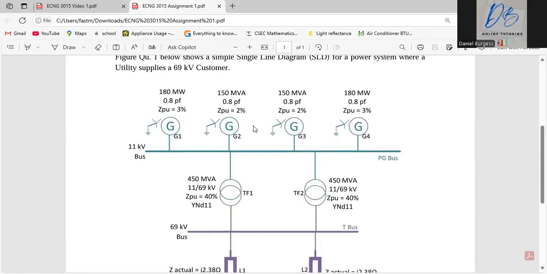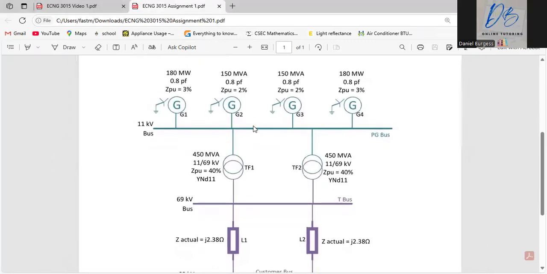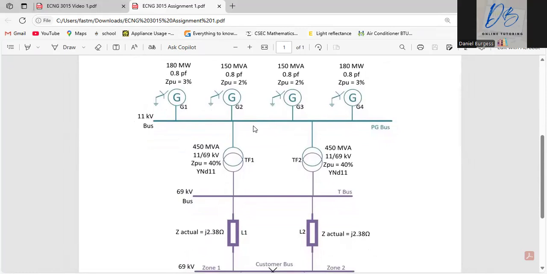Alright, so in this video, we're just going to convert all this to per unit. The first thing that we will have to do before we do anything is choose our MVA base. So in this case, we will choose 100 for the MVA base. Most of the time, they'll give you what it is.